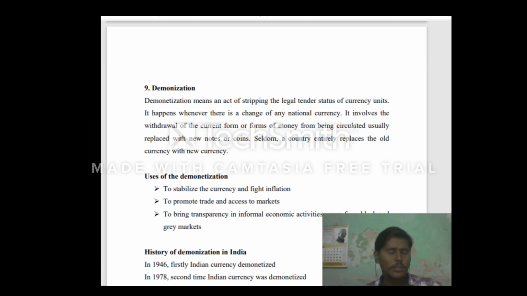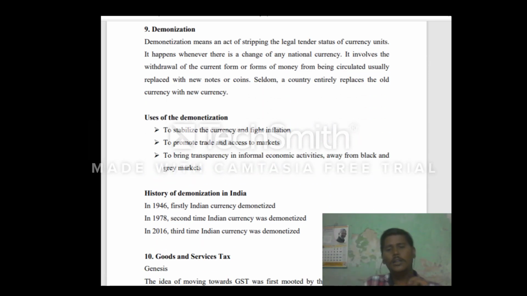Demonetization means the act of stripping the legal tender status of currency units. It happens whenever there is a change of a national currency. It involves the withdrawal of old currency to circulate the new currency. What are the uses of demonetization? One is to stabilize the currency and fight inflation, to promote trade and access to markets, and to bring transparency to informal economic activities and move away from black and grey markets. If economists find that there is black money in the nation, they can propose to go for demonetization.